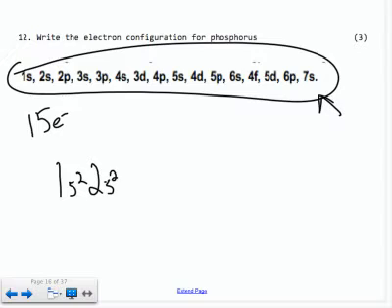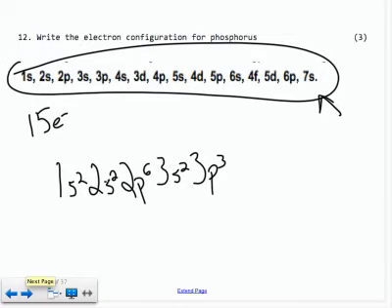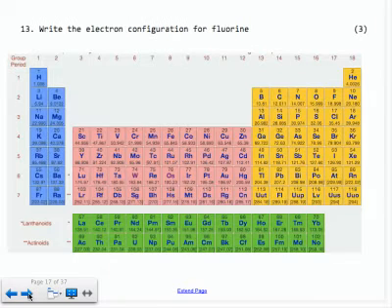And then the next is 2s, which can hold 2 electrons, followed by 2p, which can hold up to 6 electrons, that gets us up to 10. Next would be 3s with 2 electrons, we're at 12. The next sublevel is 3p, and I need 3 more electrons, which will all fit there. So 2 plus 2 plus 6 is 10, plus 2 and 3 is 5, so that's 15 electrons. And I've done it in the correct order according to the sequence up here. So 1s2, 2s2, 2p6, 3s2, 3p3 is the configuration for phosphorus.